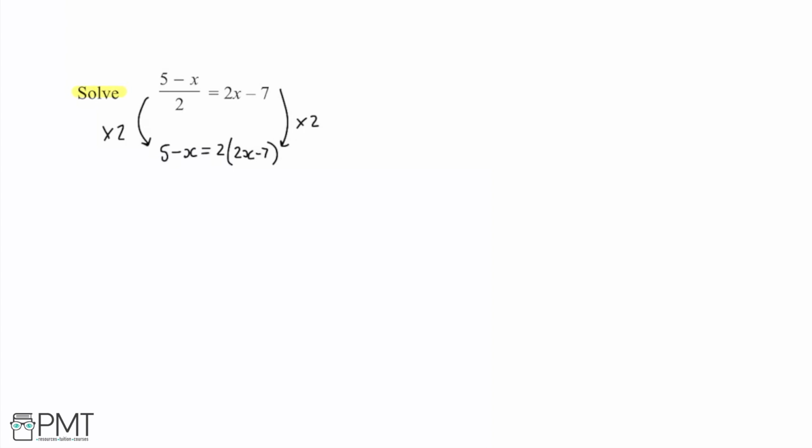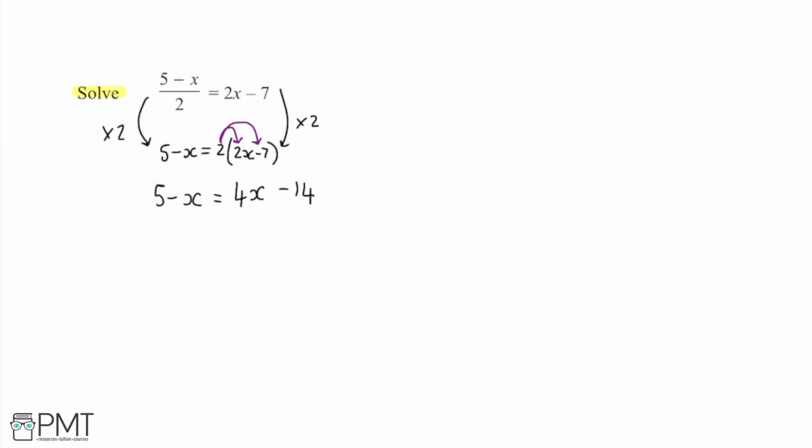And I can then expand my brackets on the right hand side, so 5 minus x is equal to, and we can do this by multiplying the 2 by the 2x and the 2 by the minus 7. So 2 multiplied by 2x gives me 4x, and 2 multiplied by minus 7 is minus 14. Now this looks a lot easier and more friendly to work with in order to solve for x.